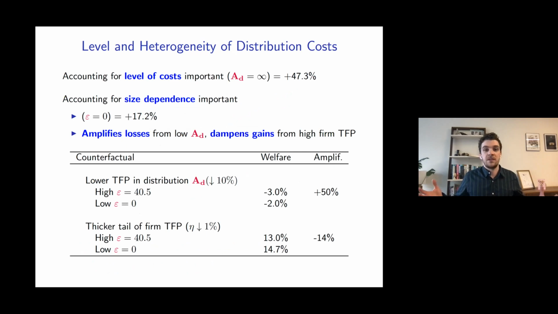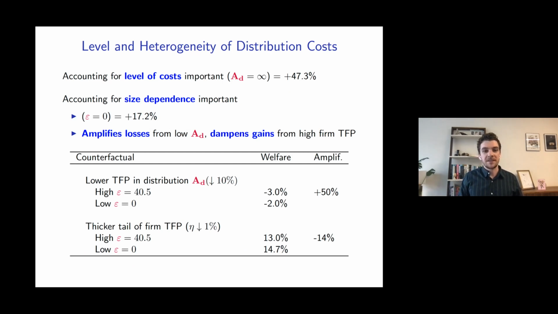In that case, the model predicts welfare gains of 47%. So very sizable, and that's purely captured from the high level of the distribution share. But accounting for the size dependence is also really important. If we go from the initial calibrated value of epsilon down to epsilon equals 0, then we get welfare gains of 17%. This captures the fact that if you make distribution the same price for very far away markets as for close by markets, you get these 17% gains because it allows firms to ship much further away.